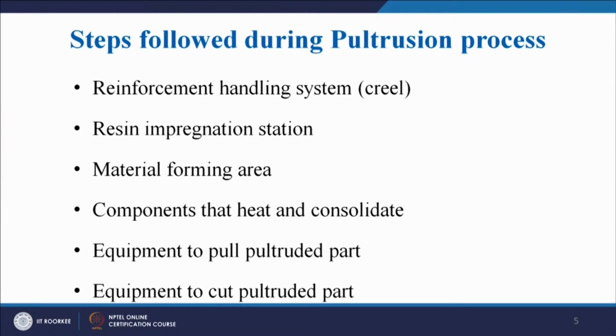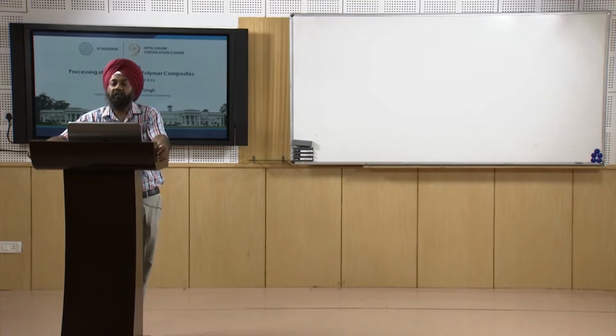Now what are the steps followed in the pultrusion process? Let us first see the steps and then we will go to the diagram. The first step is the reinforcement handling system. I have already used this word creel, C-R-E-E-L. The creel is used to mount the rovings, and from the rovings we will get our fiber, which is the first requirement for the pultrusion process. So reinforcement is in terms of fiber. The fibers can be glass, carbon or graphite fiber, glass can be E-glass or S-glass, and the fiber is wound on a bobbin or a creel, and this creel, or the roving, will help us get our fiber for the process.